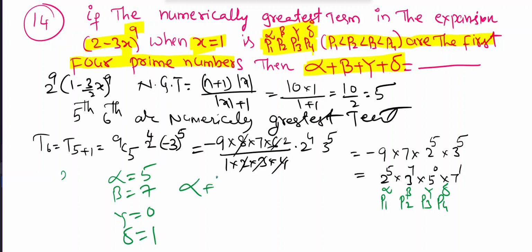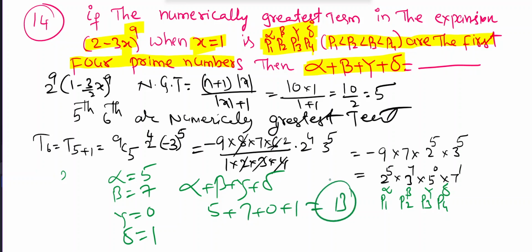Now find alpha plus beta plus gamma plus delta. This is 5 plus 7 plus 0 plus 1, which is equal to 5 plus 7 is 12, 12 plus 1 is 13. That is the required answer.